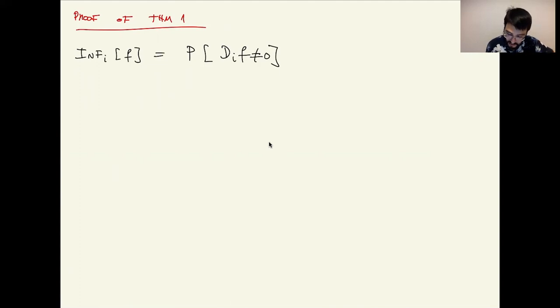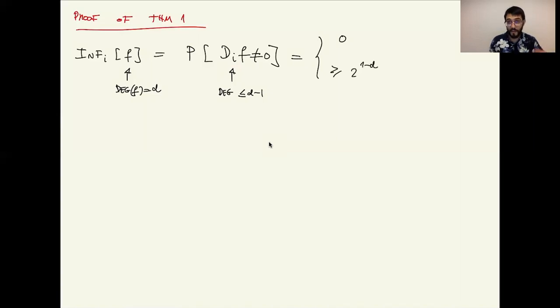But then, what we just showed is that this is just another Boolean function. So when you do differentiation, you always decrease one degree. If f has degree d, this guy has degree less or equal than d minus 1. So by what we showed, this is 0 or greater or equal than 2 to the 1 minus d, by the lemma we just showed.